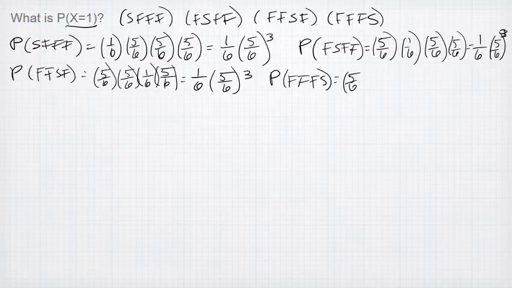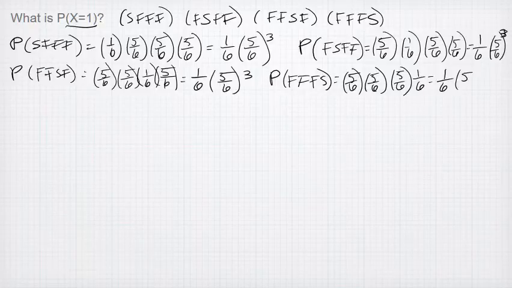Okay, 5/6, 5/6, 5/6, 1/6. Same deal. As I'm looking at these, the probabilities for each of these are identical. Here's the probability for my first, the second, the third, and the fourth.